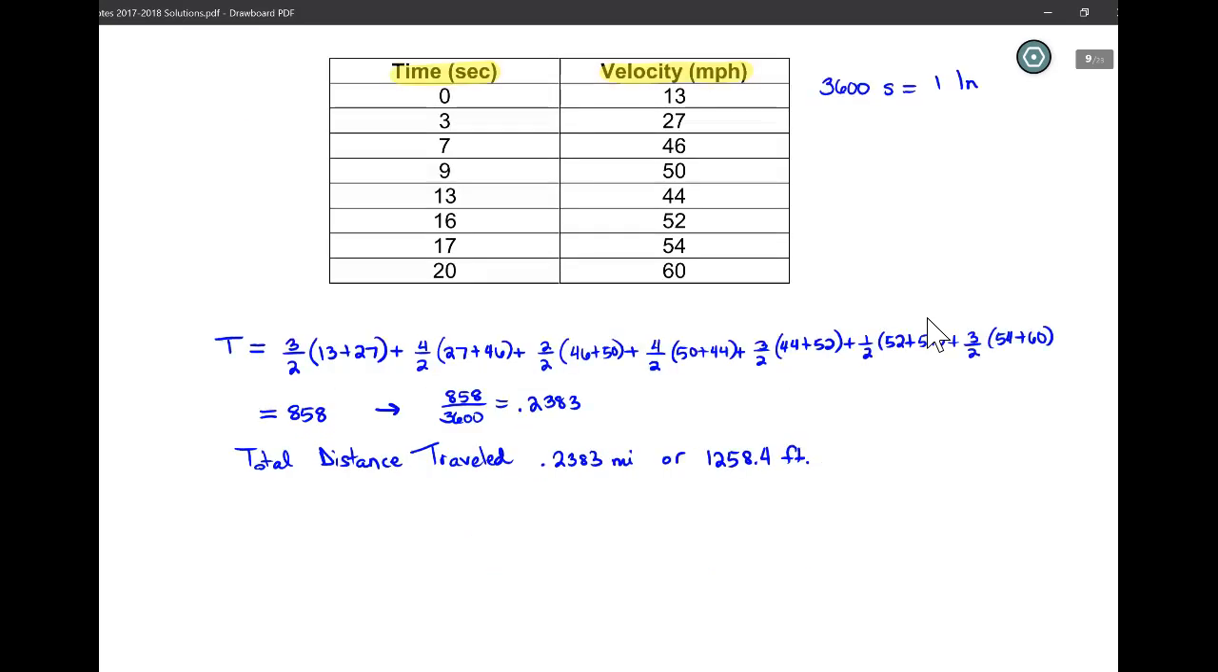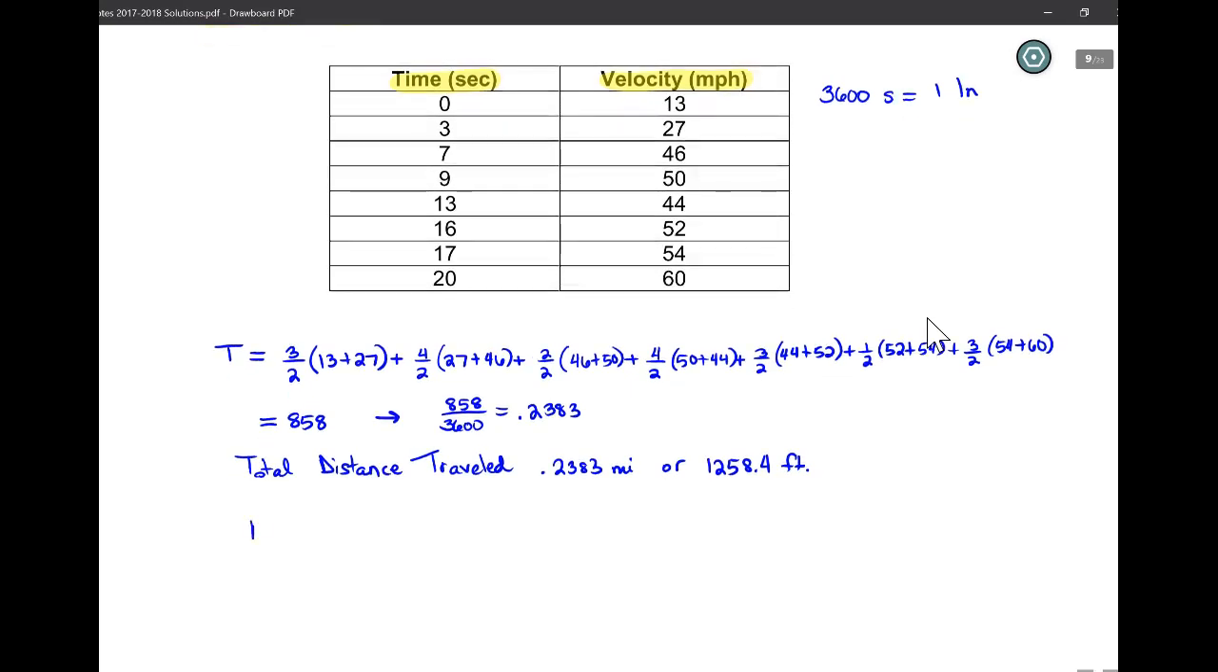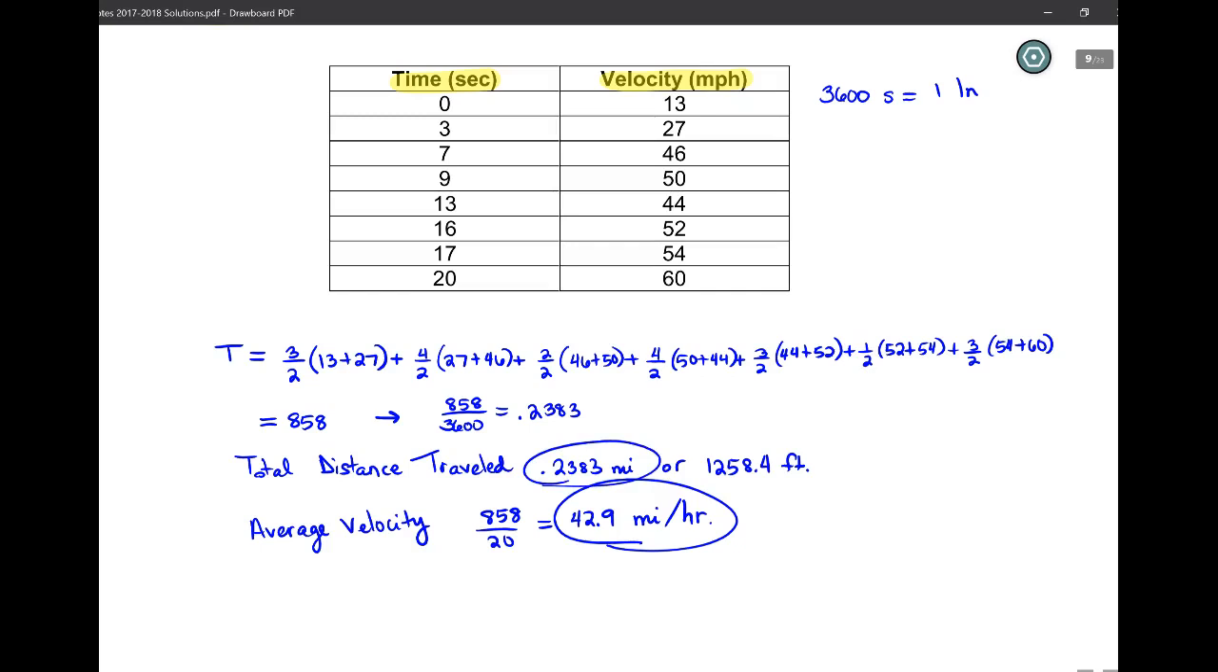And then if we want the average, we take 858 divided by the 20 seconds, and we get about 42.9, and that's going to be miles per hour. We don't need to change the units because if we go back to that accumulation, that was in seconds, and that's why we change it with the miles per hour, but we just divide by the 20 seconds total. And so total distance traveled versus the average velocity.